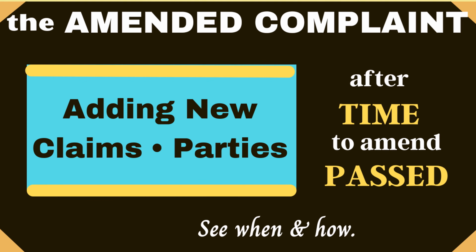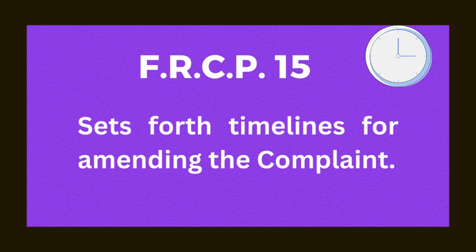In other words, after the statute of limitations has run for the individual to add or include this claim or this party. So let's look at when and how to make this happen. So let's get started. Let's first look at the Federal Rules of Civil Procedure 15, because it sets forth the timelines for amending the complaint.